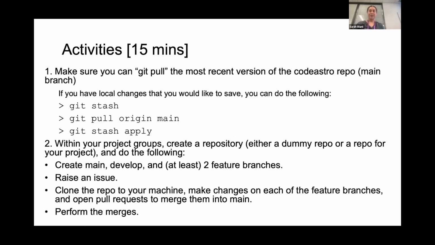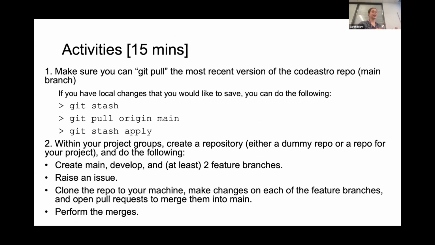All right, so now let's spend 15 minutes. There are 2 things that I want you to do. The first is I want everyone to make sure you can git pull the most recent version of the Code Astro repo. So this hopefully will be very easy. If you're doing this from VS Code, you can just press the bottom left button, the little arrows.